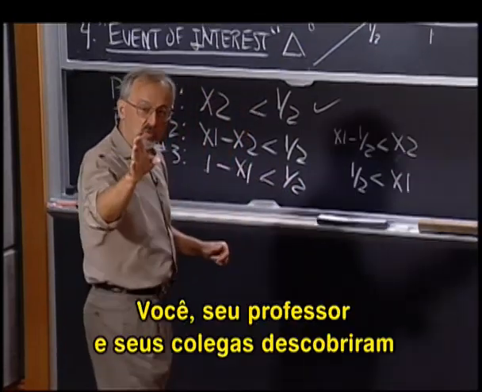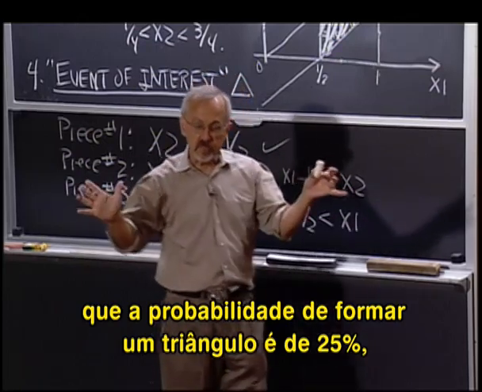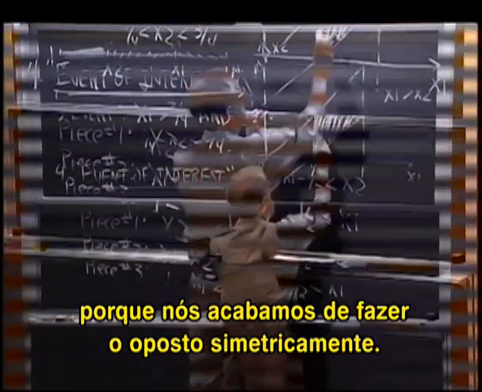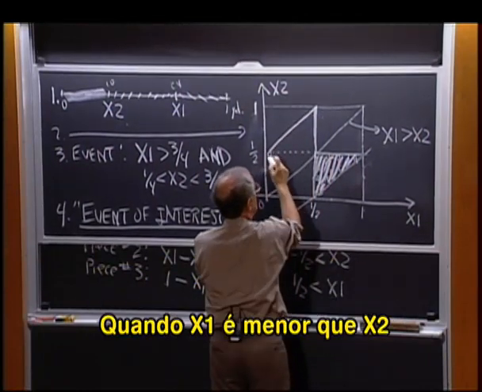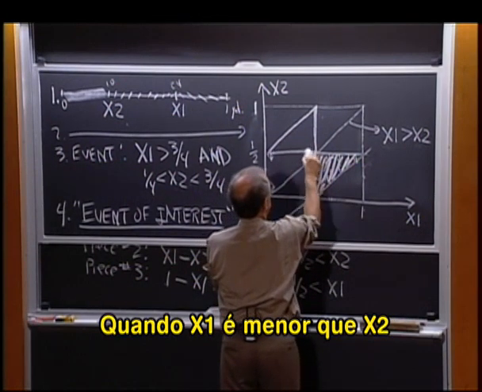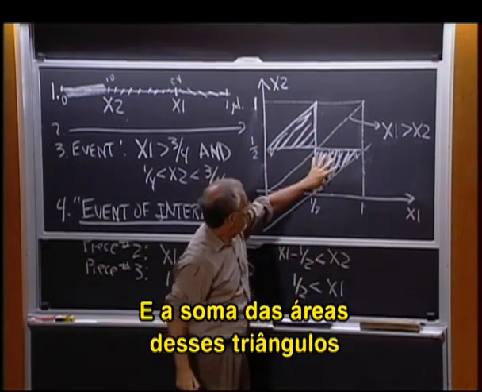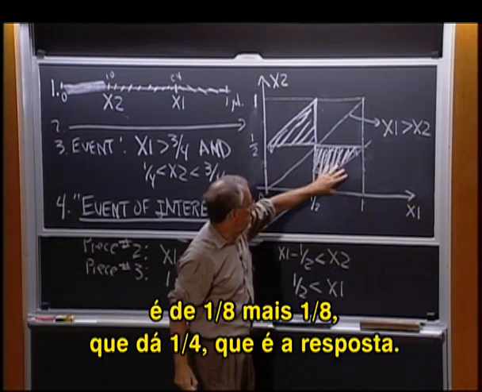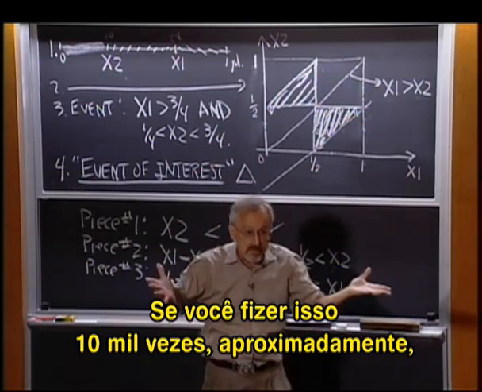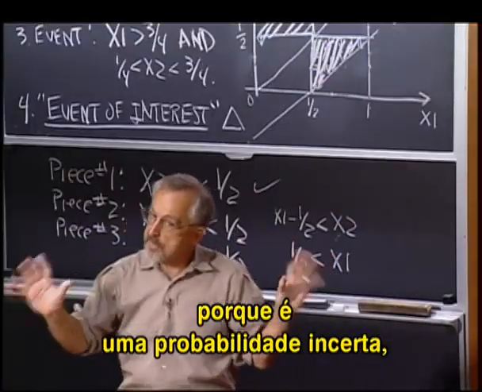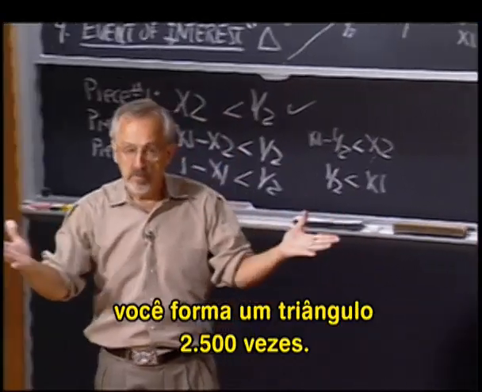Congratulations. You and your teacher and your class have discovered that the probability that you can form a triangle from this experiment is 25%, because in class you've just done the symmetric reverse of this, when x1 is less than x2, and you found the other part of the solution. The area of these two triangles summed together is 1/8 plus 1/8, which is a quarter. And that's the answer. So if you did this roughly 10,000 times, approximately, since this is an uncertain probability, 2,500 times you could form a triangle.